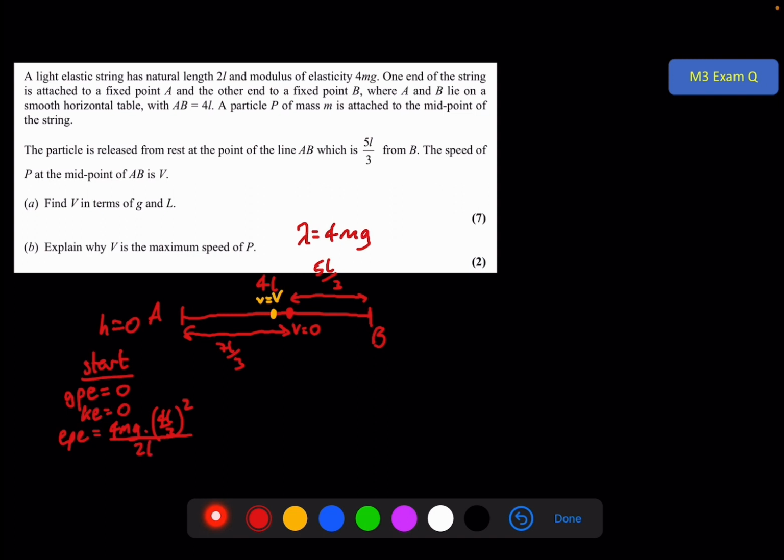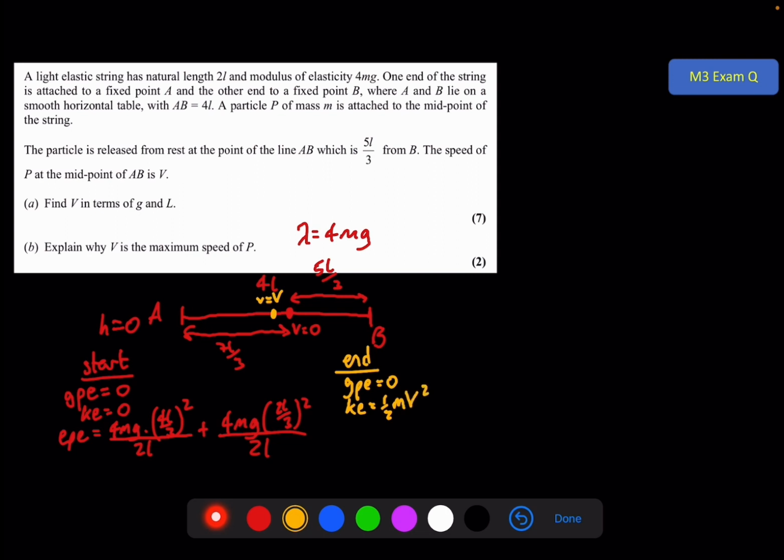But we've still got elastic potential energy on the other side if we consider this little piece here, because this is also stretched from L to 5L over 3. It's all really one long string though, so lambda is the same. 4mg times the extension on this side is 2L over 3 squared, divided by 2 times the natural length of this half, L. At the end, we've got GPE still equals 0, kinetic energy is equal to a half times the mass of the particle, m, times v squared, and we've just been told it's capital V.